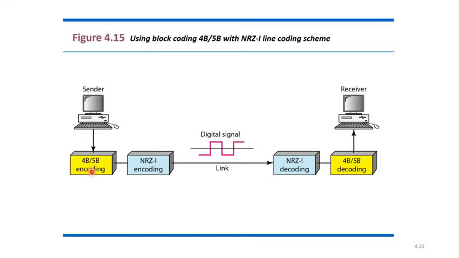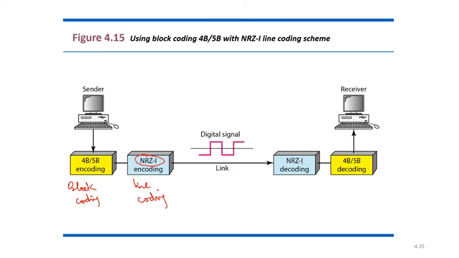Block coding is used in combination with line coding. Here, this is the block coding, and this is the line coding. Because NRZ-I line coding has some disadvantages, to remove them we need the block coding. After that, we do the conversion from digital data to digital signal, and then we transmit it.